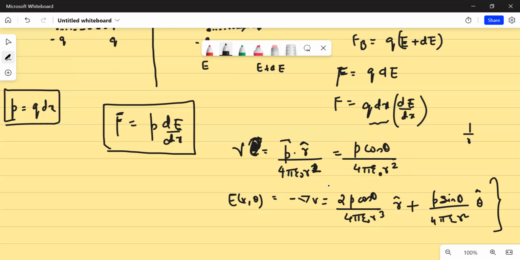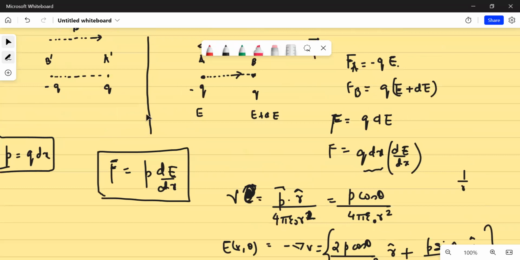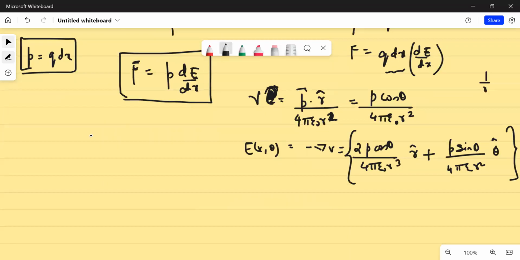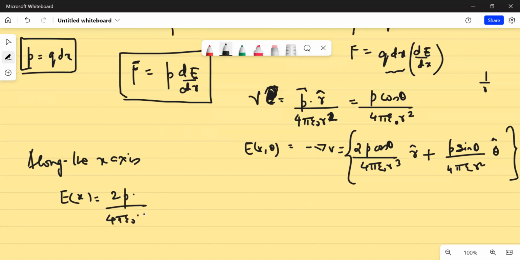Is that clear? Along the axis is what I'm interested in right now. Along the x-axis, my electric field as a function of x can be written as 2p cos theta, and cos 0 is 1, so 2p upon 4 pi epsilon naught x cube. Is that clear? Yes, sir. The theta component will be r cube only, sir.